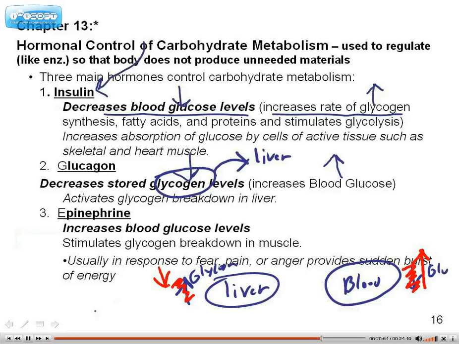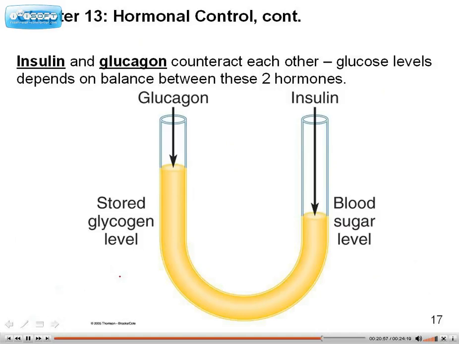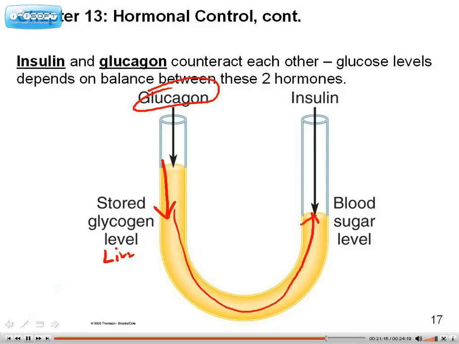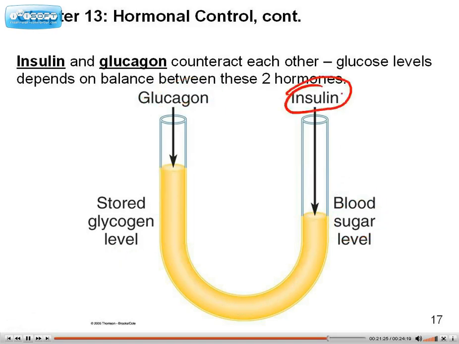Now, if you go to the next slide, I like this picture because it shows their relationships. As you increase the amount of glucagon hormones, then the glycogen level, which is stored in your liver, is going to decrease. Consequently, it's going to increase the amount of blood glucose or blood sugar level. On the other hand, if you increase the amount of insulin, it's going to go ahead and decrease the amount of blood sugar, which increases the amount of glycogen.